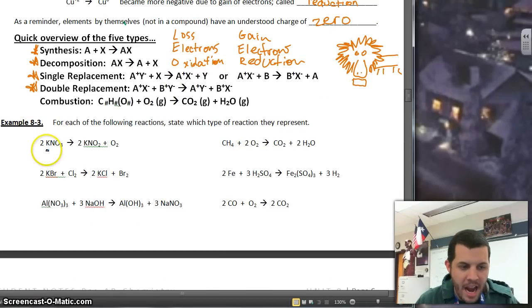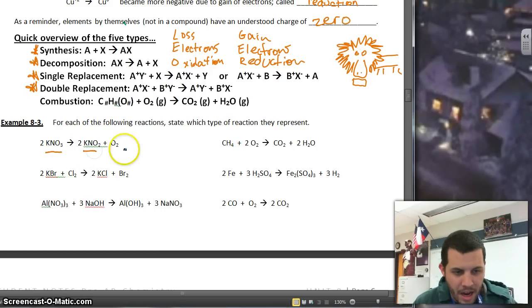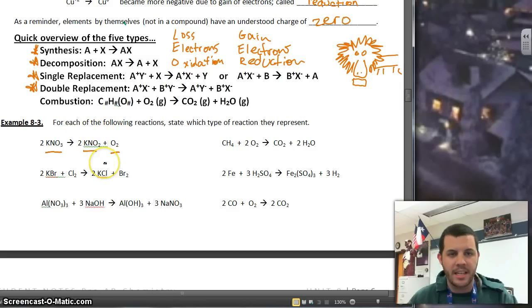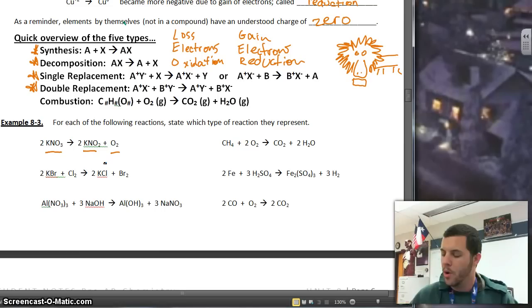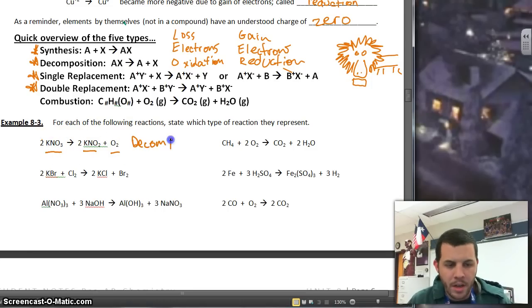So this is a compound, and then this is another compound with a smaller little something or other. Now this is not a switcheroo. Nobody switched places. What we did here was make this smaller. We took it from KNO3, now it's KNO2. So this is going to be a decomposition reaction.